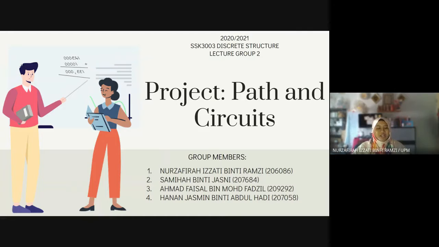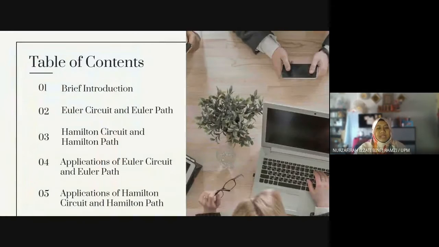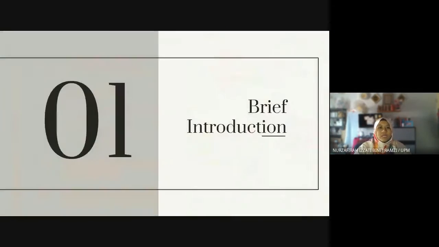Okay, now let's start our presentation. In brief, this is the content of our presentation, which are the introduction, Euler circuit and Euler path, Hamilton circuit and Hamilton path, then the applications of the Euler circuit and Euler path, lastly the applications of the Hamilton circuit and Hamilton path. We'll take a look at the brief introduction first.